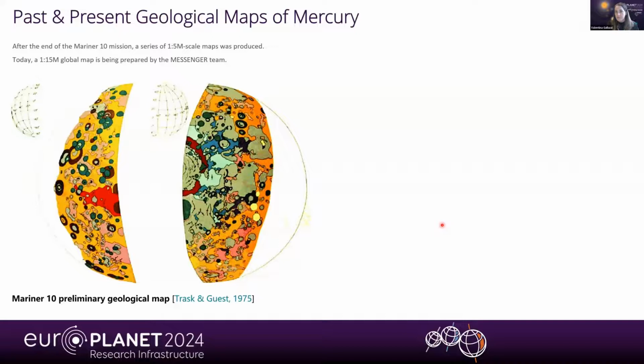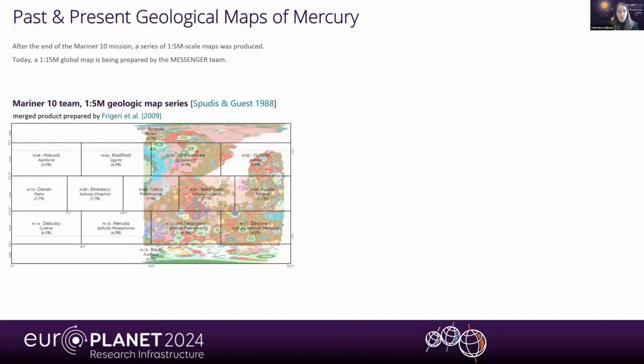Several geological maps were produced for Mercury, starting from the 70s, when Mariner 10 provided the first images of Mercury, covering 40% of the planet. By that time, Trask and Guest in 1975 provided a geological map exploiting Mariner 10 data. Then the Mariner 10 team also produced quadrangle maps at 1 to 5 million scale that here you can see in a merged version that still cover 40% of the planet.